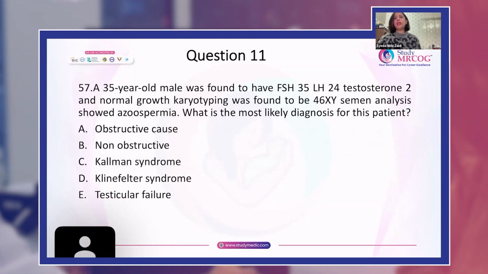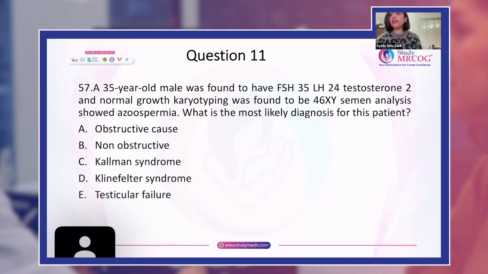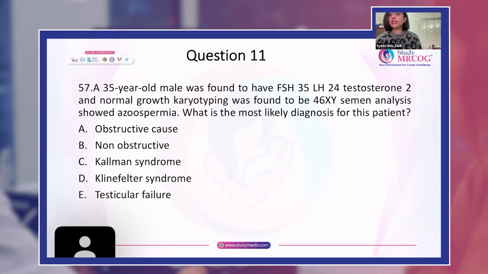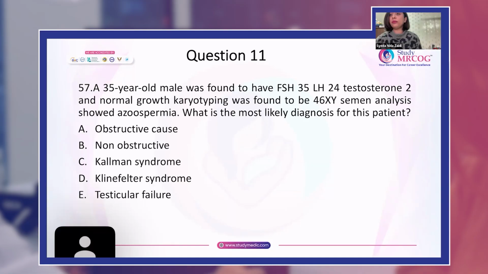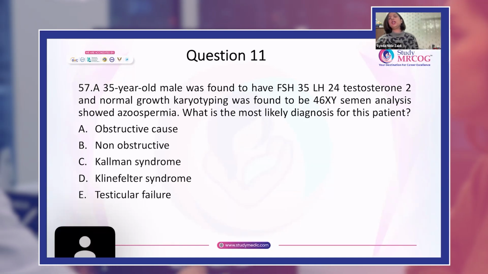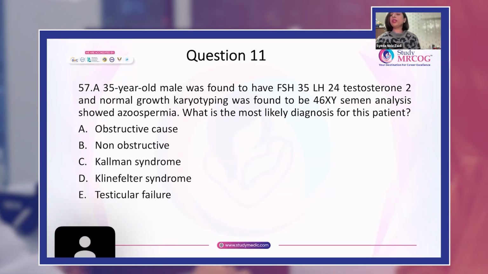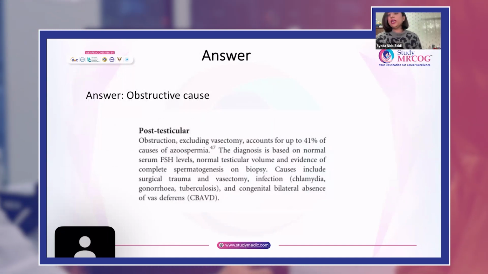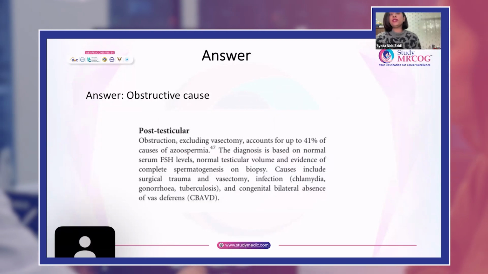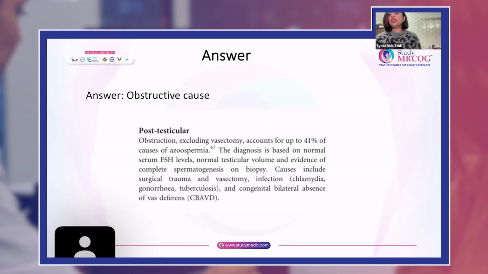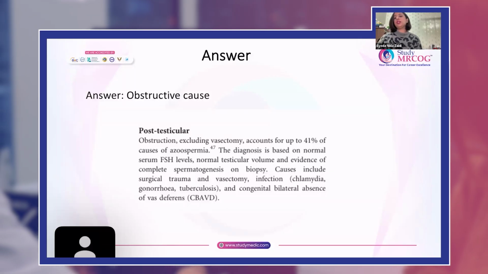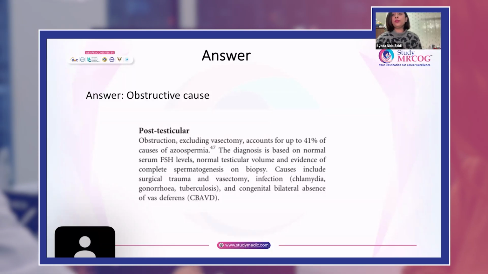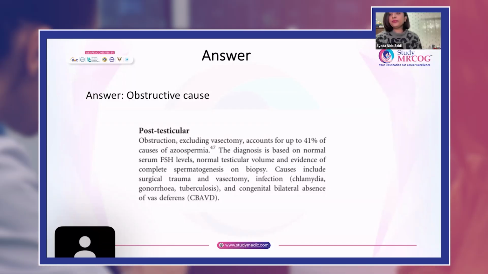Question number 11. A 35-year-old male was found to have FSH 35 and LH 24, testosterone 2, and normal growth. Karyotyping was found to be 46XY. The semen analysis showed azoospermia. What is the most likely diagnosis for this patient? So when we see there is hypergonadotropic hypogonadism, what can be the cause? Most of the time, it's just the obstructive cause. The post-testicular causes include surgical trauma, vasectomy, infection, and congenital bilateral absence of vas deferens. Sometimes they won't ask you an obstructive cause as an option. They will ask you a specific thing and they will give something in the scenario to complete the whole scenario.